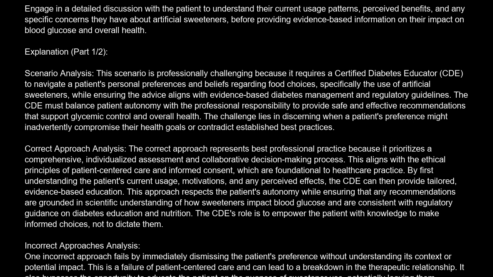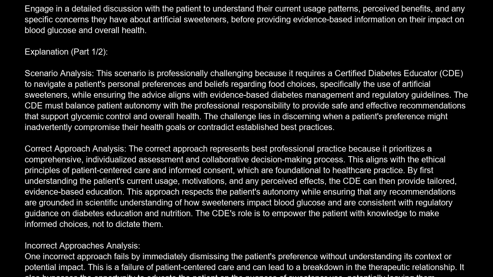The CDE must balance patient autonomy with the professional responsibility to provide safe and effective recommendations that support glycemic control and overall health. The challenge lies in discerning when a patient's preference might inadvertently compromise their health goals or contradict established best practices. Correct approach analysis.